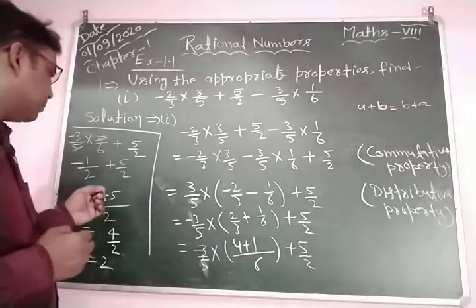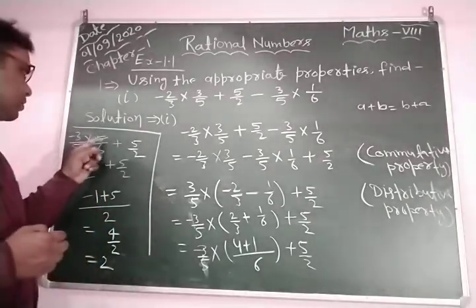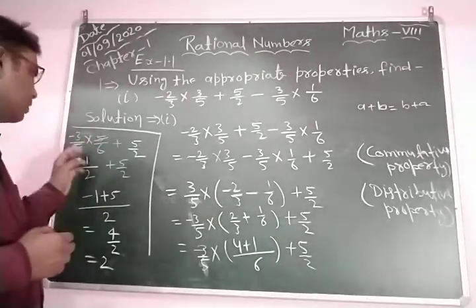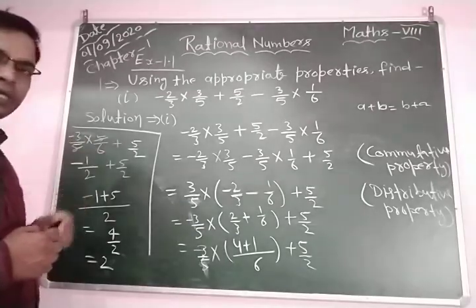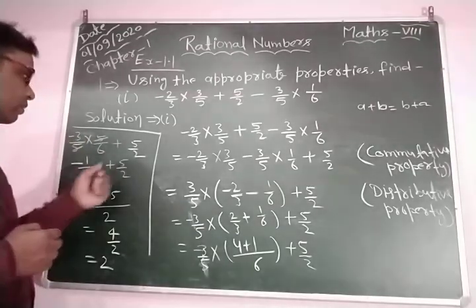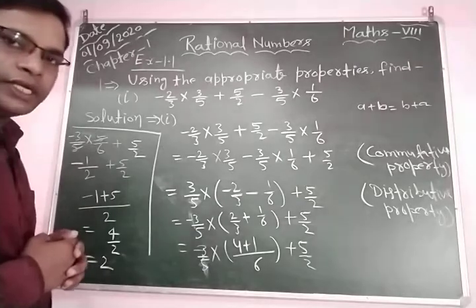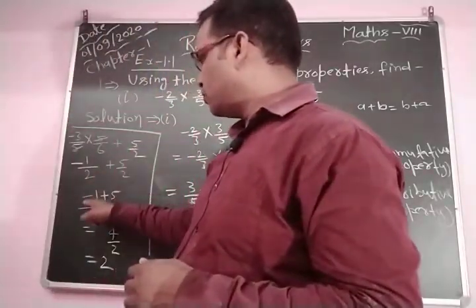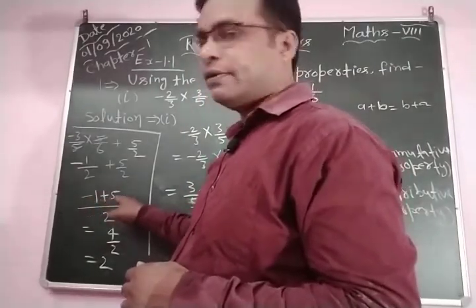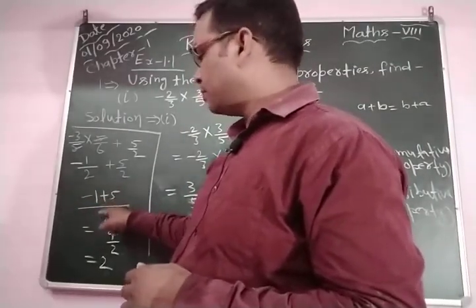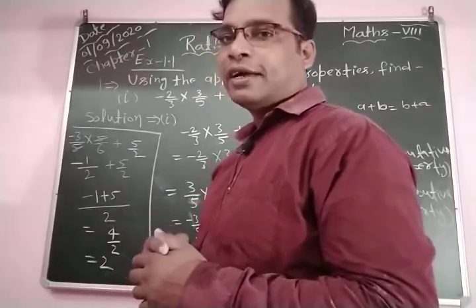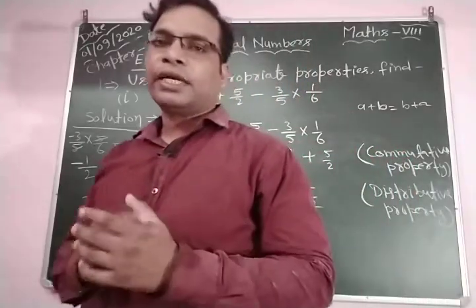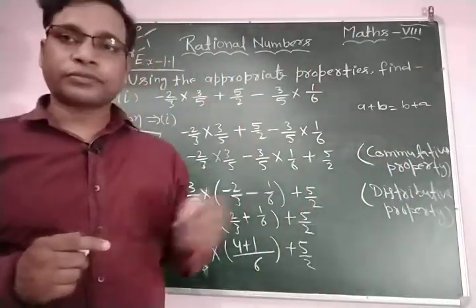Clear? Now after this 5 and 5 will be cancelled, because this is a case of multiplication. So 5 cancels, and here 3 1 is 3 and 3 2 is 6. So this becomes minus 1 by 2, and plus 5 by 2 we write as it is. Now here we have minus 1 plus 5 over 2, minus 1 plus 5 is equal to 4. So 4 by 2 is equal to 2. So in this way you can see we find the value of the given question.